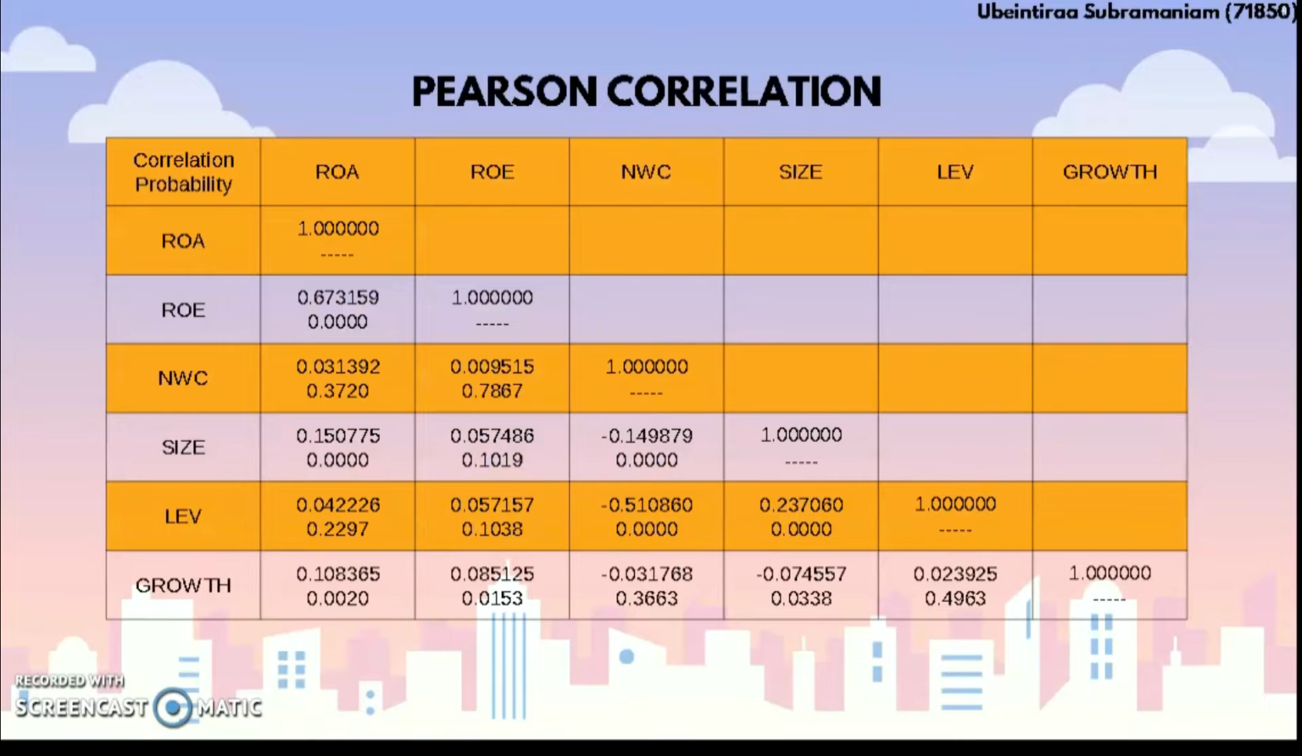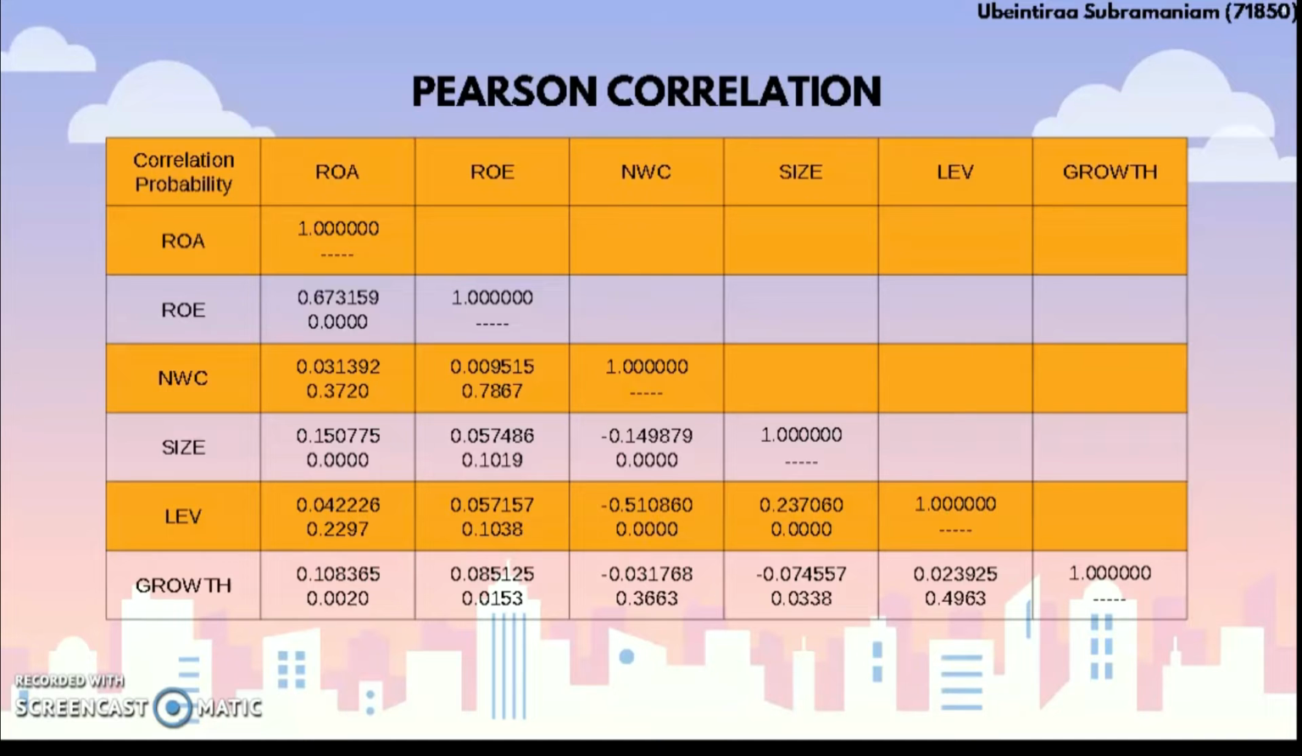Next is the Pearson correlation. The Pearson correlation test is conducted to examine the relationship between the variables. The correlation analysis tells us that the return on asset, return on equity, net working capital, firm size, leverage, and sales growth have a positive correlation to one another. There is a weak positive correlation between return on equity and net working capital.